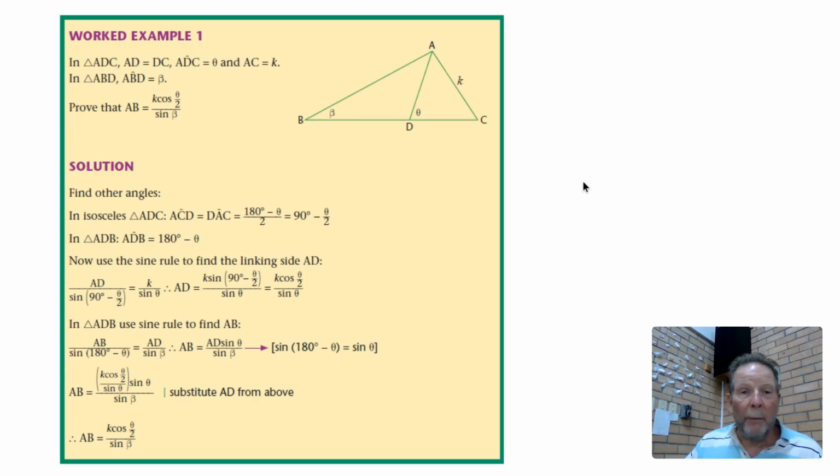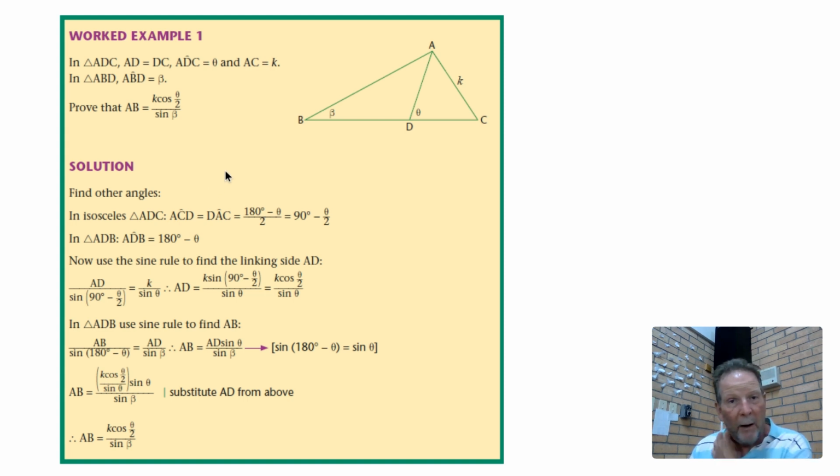Try a non-numerical question solving a triangle question, and this one's a little bit tricky, but there's no numbers here. There's a side that's called k. You've got all these sides you don't know, and you've got theta and beta. There's theta, there's beta. And you're supposed to prove that AB equals k times the cosine of theta over 2 divided by sine beta.